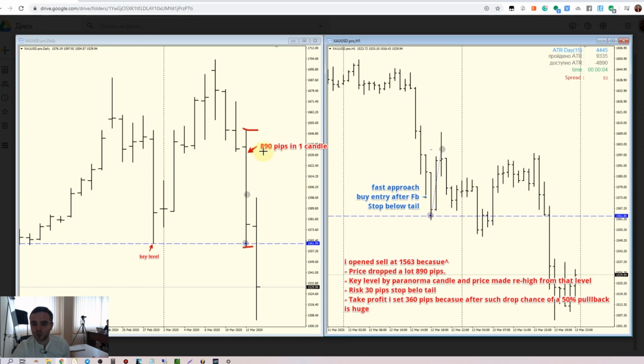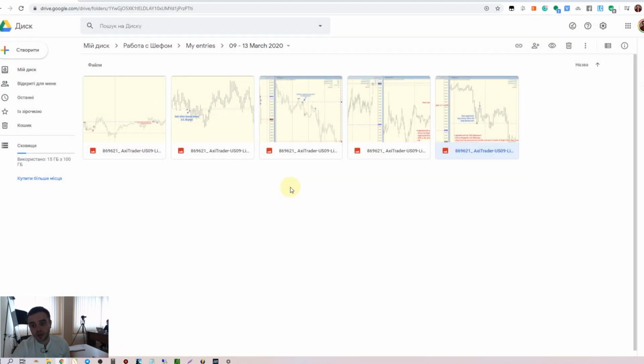Price dropped down 890 pips and hit this key level. After false breakout, it was the best entry. I personally love to trade false breakouts because I don't like to trade other strategies, that's all.